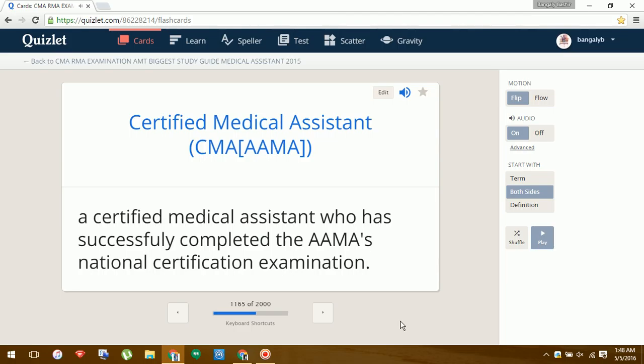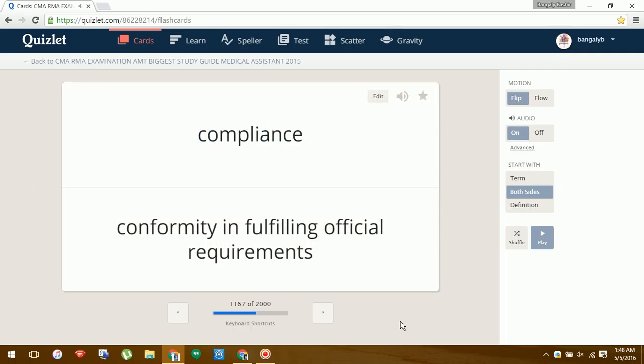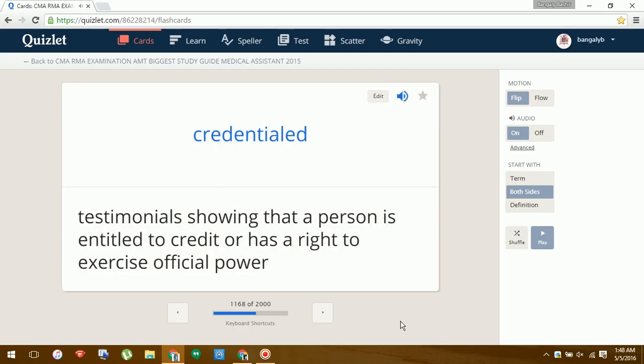Certified medical assistant. A medical assistant who has successfully completed the AAMA's national certification examination. Competency. Legally qualified or adequate. Compliance. Conformity in fulfilling official requirements. Credentialed. Testimonials showing that a person is entitled to credit or has a right to exercise official power.